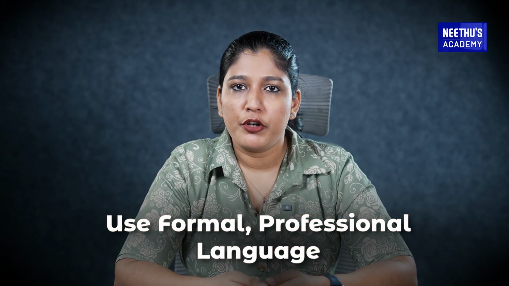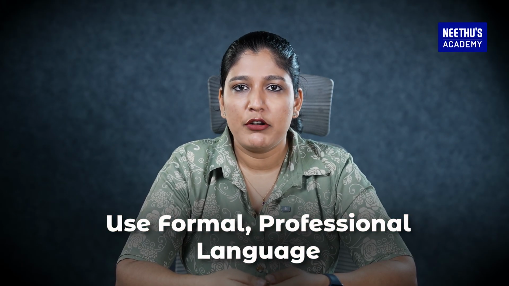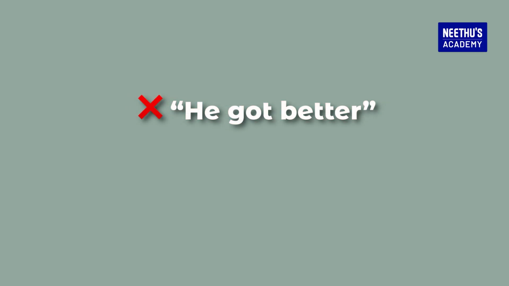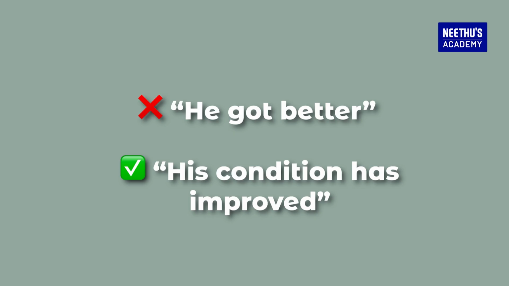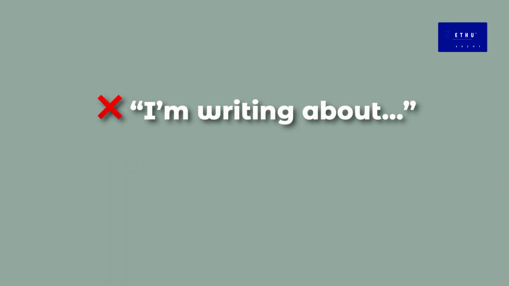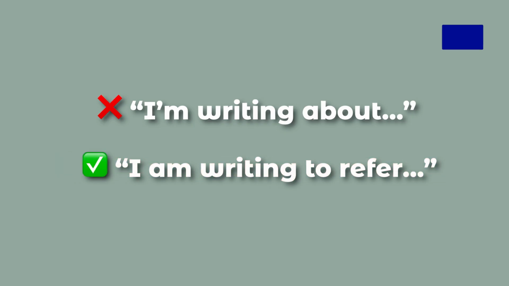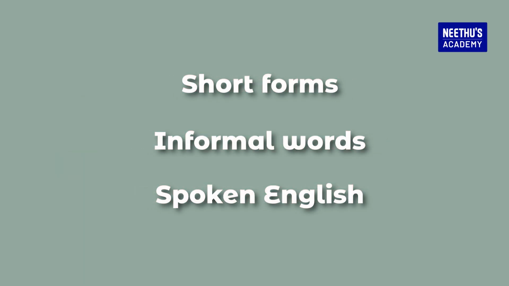Now, tip 4. Use formal professional language. Here, OET expects workplace language, not a casual language. And for that, I'll give you two examples. First example, instead of he got better, you can write it as his condition has improved. Second example, instead of I am writing about, you can write it as I am writing to refer. So here, you need to avoid short forms, informal words, and spoken English.